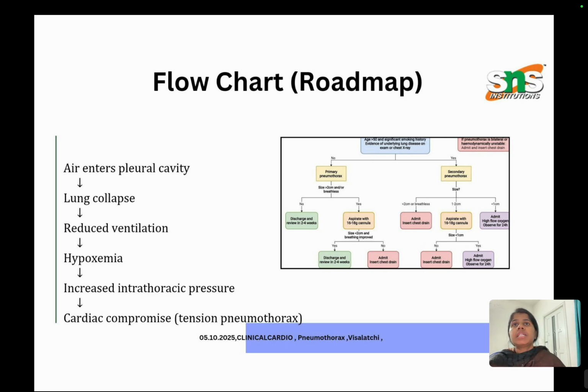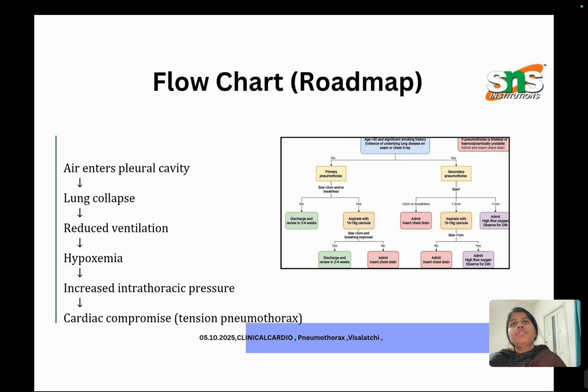Management depends on the severity. A small pneumothorax often resolves spontaneously with oxygen therapy, whereas a large pneumothorax needs aspiration or chest tube insertion. For tension pneumothorax, immediate needle decompression in the second intercostal space is needed. Do not wait for an x-ray; it is done immediately. The chest tube, that is intercostal drainage, is connected to an underwater seal drainage until the lung re-expands.